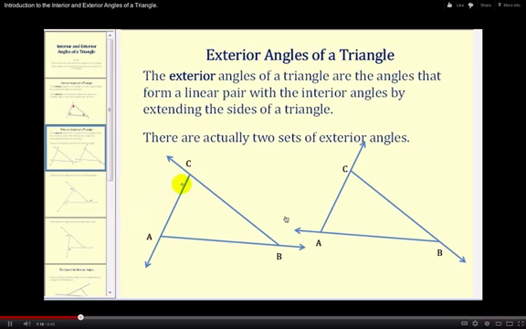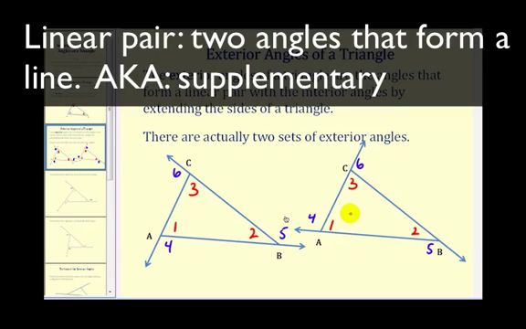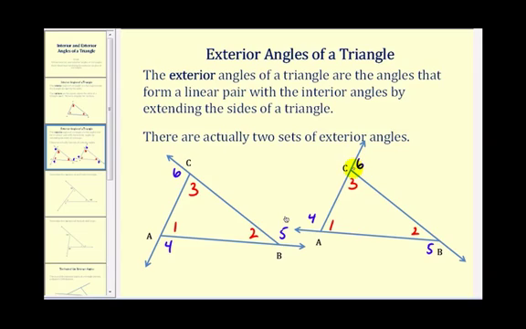Pattern, you can think of these extensions going counterclockwise, and these extensions are clockwise. So again, if angles 1, 2, and 3 are interior angles, then angles 4, 5, and 6 would be exterior angles for this triangle. Notice they form linear pairs with the interior angles. And looking at this triangle here, angles 4, 5, and 6 would be the exterior angles. Again, they form linear pairs with the interior angles. And it really doesn't matter which sides you extend, because angle 4 is congruent to angle 4, angle 5 is congruent to angle 5, and angle 6 is congruent to angle 6.